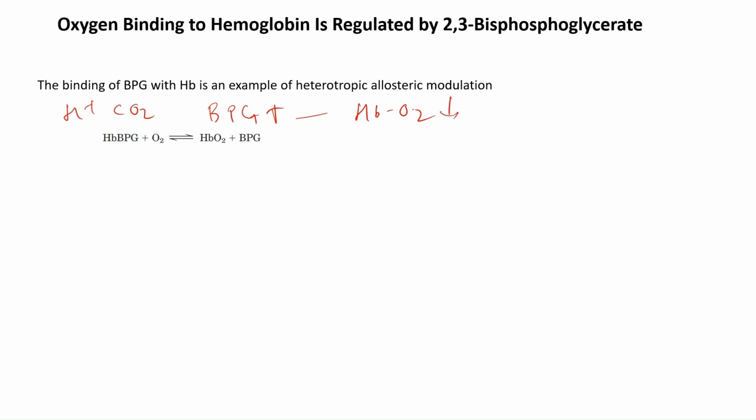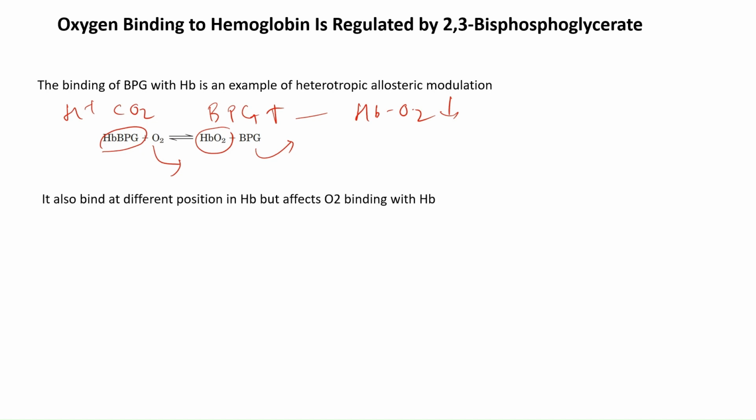This can be given with this equation, that is hemoglobin when bound with BPG, it will release oxygen. Hemoglobin when bound with oxygen, it will release BPG. So the effect of BPG is same like H plus and CO2, that is inversely related to the binding affinity of oxygen with hemoglobin. Now BPG binds at different position in hemoglobin.